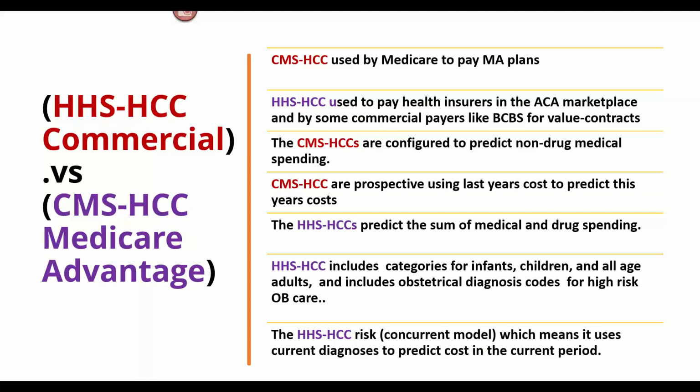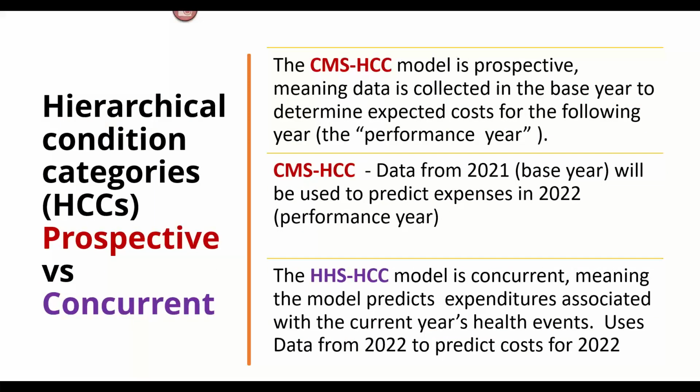It's a prospective model which uses last year's cost to predict this year's cost, and the HHS model predicts both medical and drug spending and includes categories for infants, children, and all age adults, including obstetrical diagnosis codes. HHS is a concurrent model. It uses this year's diagnosis to predict this year's cost. So make sure we understand that.